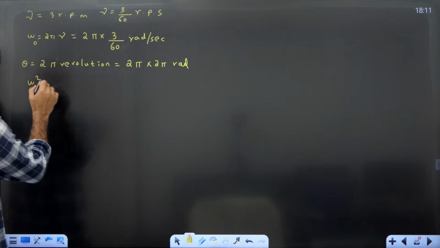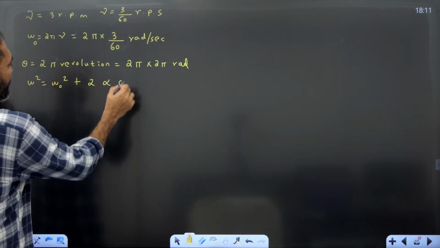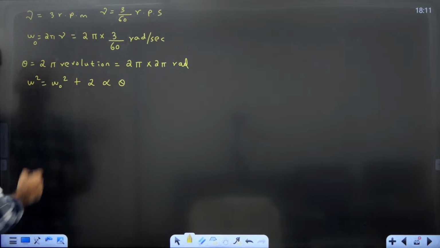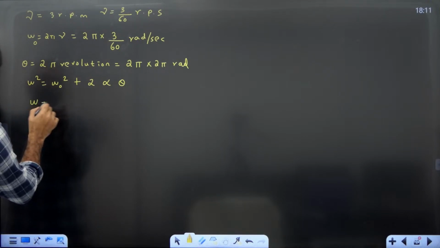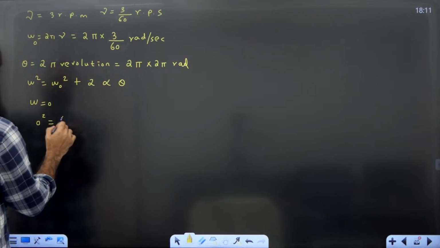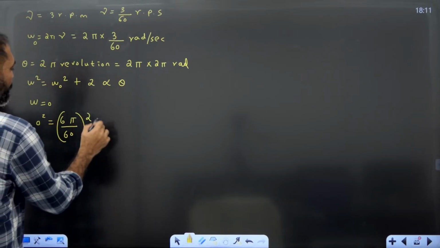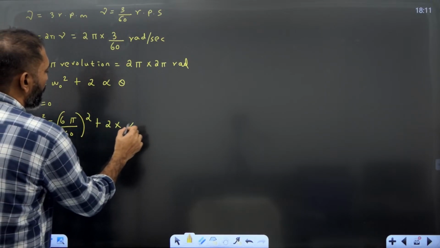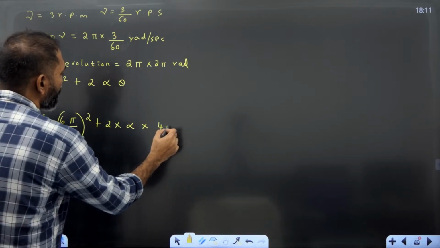Next, omega square is equal to omega 0 square plus 2 alpha theta. What is the final angular velocity? It comes to a stop, so the final angular velocity equals 0. So 0 square equals the initial angular velocity, 6 pi by 60, the whole square, plus 2 into alpha into theta, which is 2 pi into 2 pi, 4 pi square.